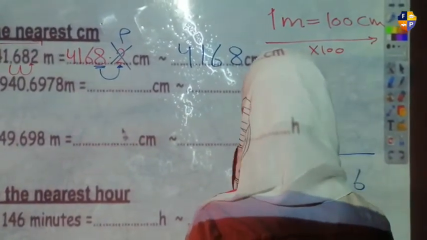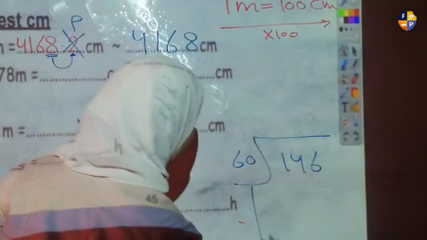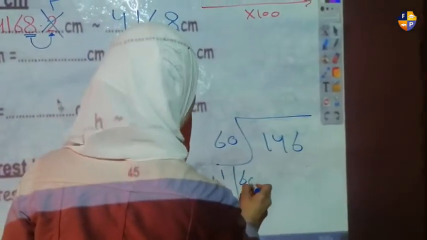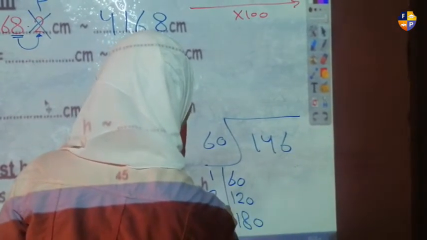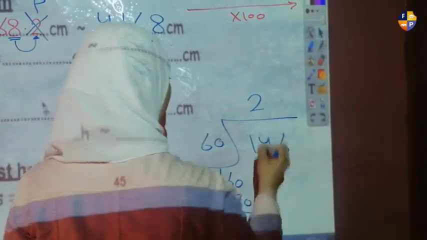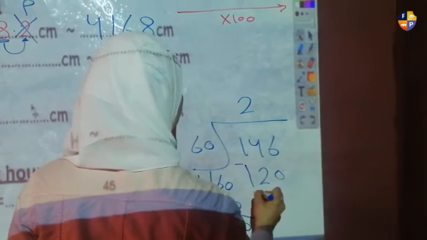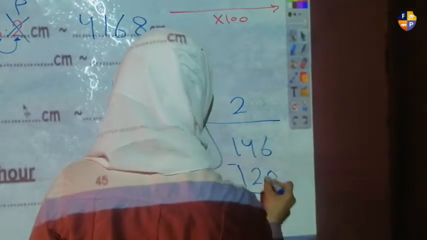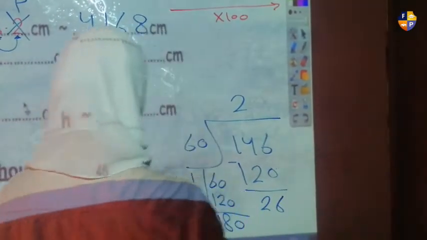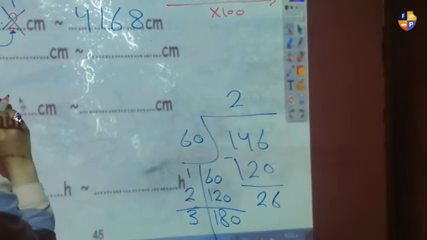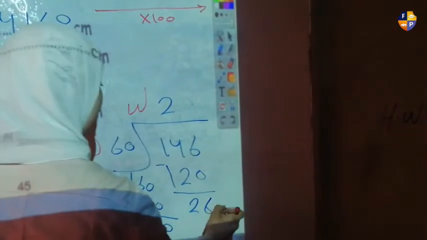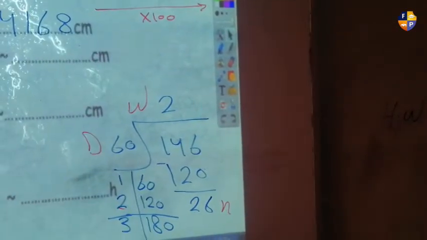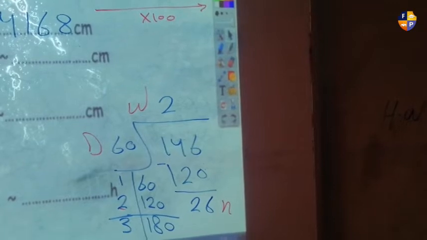146 divided by 60. Okay, my draft. 60 by 1, 60; by 2, 120; by 3, 180, stop. 2 up, 120 down, then subtract. 6 minus 0, 6; 4 minus 2, 2; 1 minus 1, 0. I will write this as a mixed number. 2 as a whole number, 60 as denominator, and 26 is numerator. 2 hours and 26 over 60.